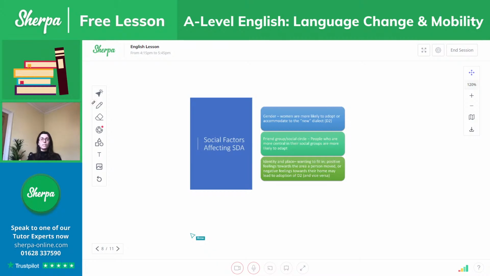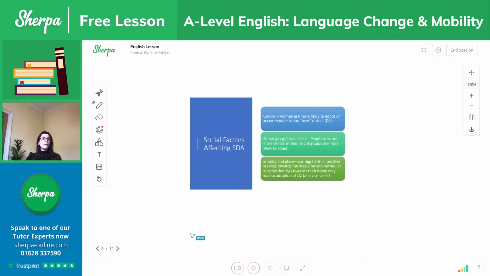Someone who maybe only interacts with a few people and isn't tied into their whole larger social network, as it were. And then identity and place are also tied together. For example, if someone wants to fit in to the place they moved to, establish themselves as someone of that area, oftentimes that will lead to people adopting the second dialect because you want to establish yourself in that community.